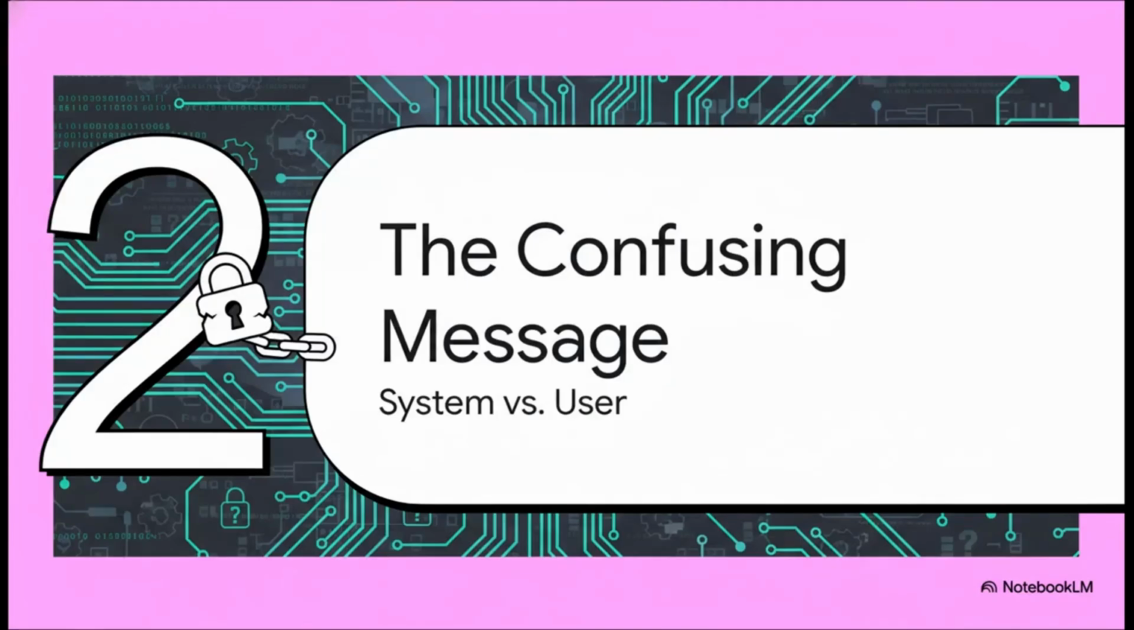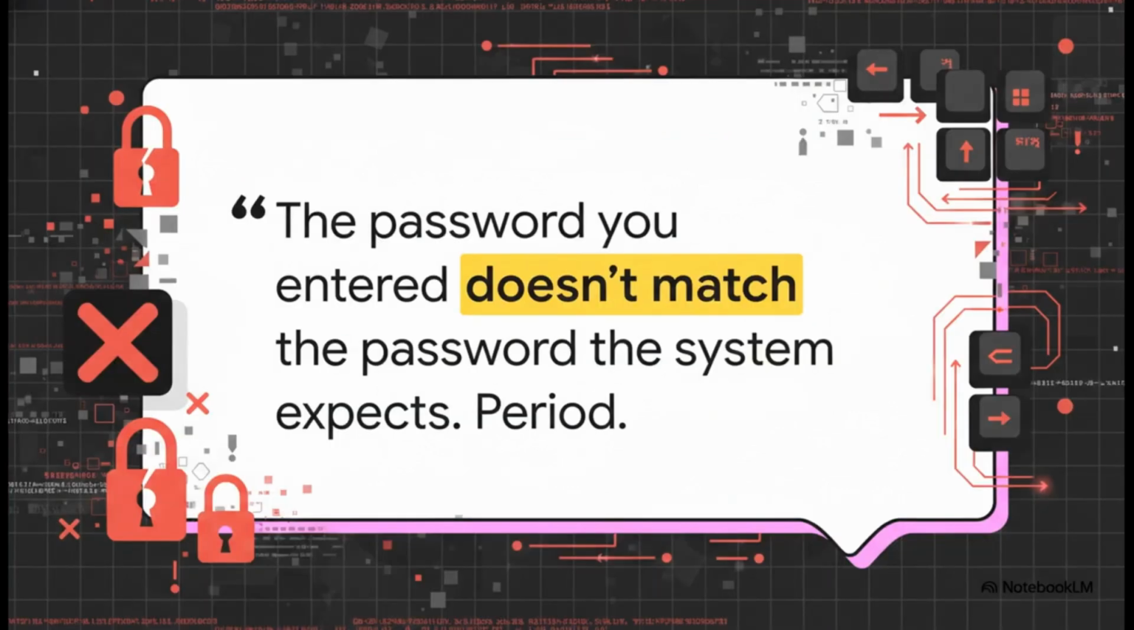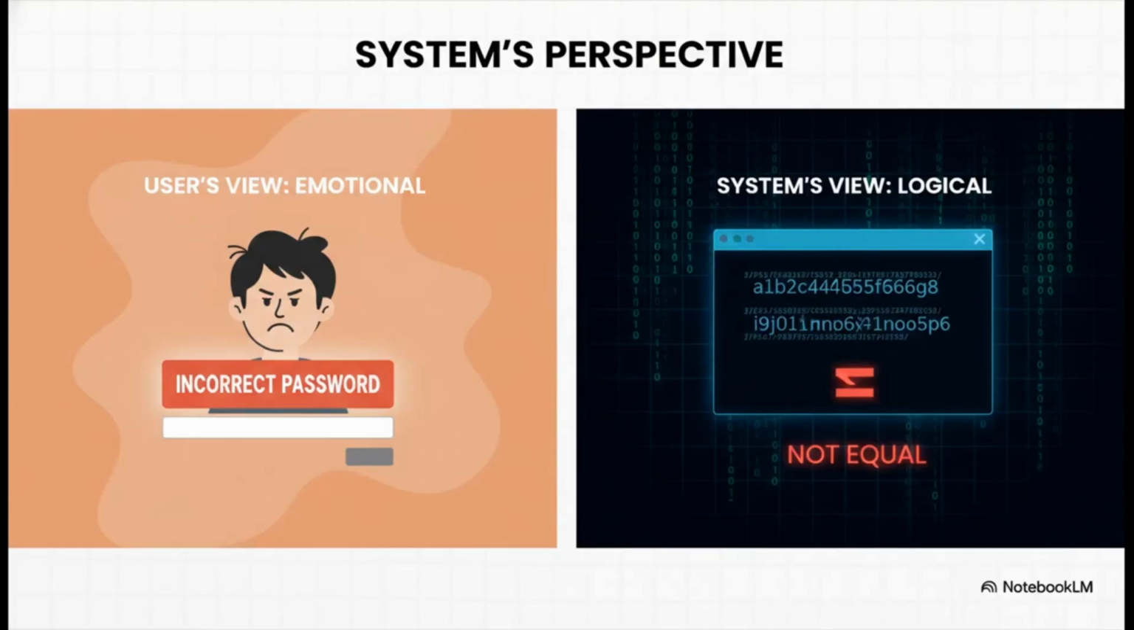But that's not what happens, is it? Instead of a welcome screen, you get hit with this really confusing and frankly unhelpful message. It just says invalid password. That's it. It's so blunt. It basically just tells you, nope, you're wrong, but it gives you absolutely zero clues about why. Now, from the system's point of view, this isn't an opinion. It's a hard fact. What you typed just doesn't match what it has saved, period.